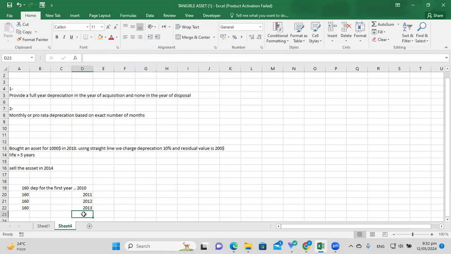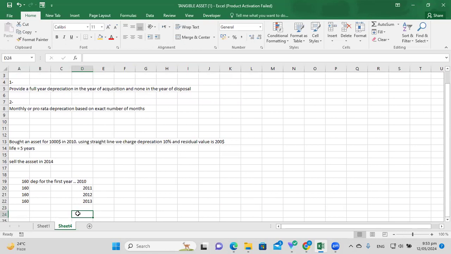So now, if I tell you, what is our carrying value at the end of 2013, how will you take out the carrying value? Simple, you will just do 1,000 minus 160 minus 160, you will just subtract the depreciations we took out. So we'll get the carrying value at the end of 2013. Or just say like this, at the end of 2011, what is the carrying value? 1,000 minus 160. So this is the carrying value at the end of 2011.